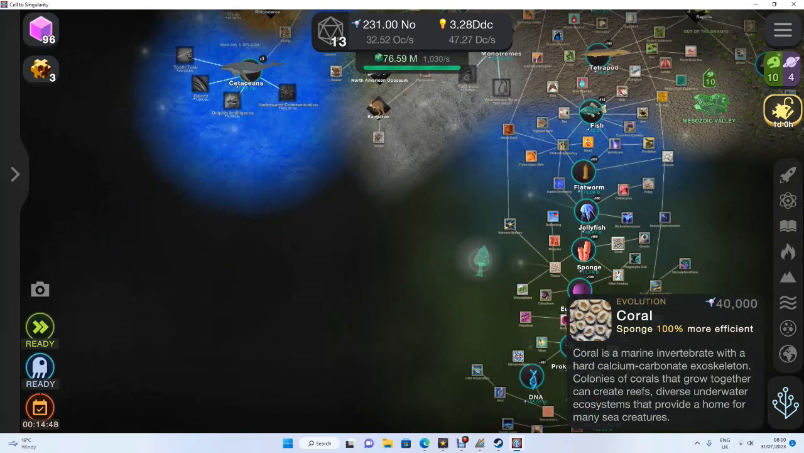Coral. Coral is a marine invertebrate with a hard calcium carbonate exoskeleton. Cool. Colonies of corals that grow together can create reefs. Diverse underwater ecosystems that provide a home for many sea creatures.